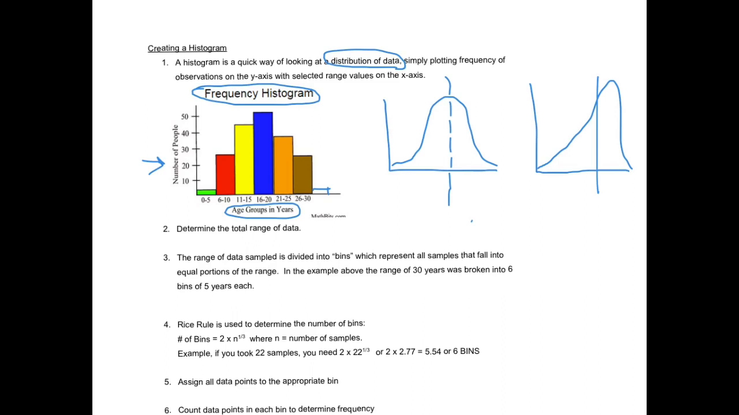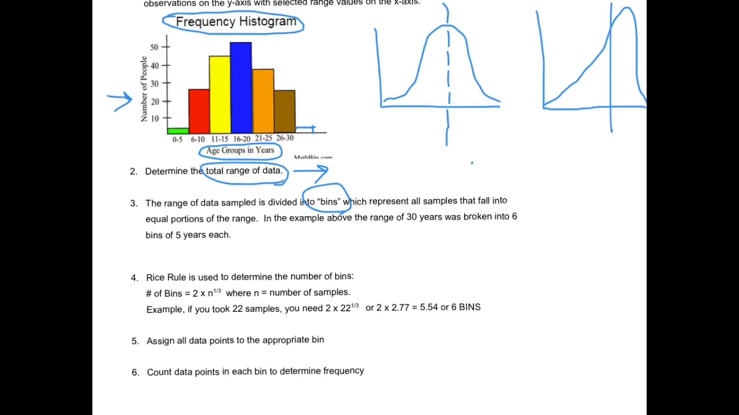So the first thing you need to do to make one is determine the total range of data, which you should already have. In your case it was usually the length of, say, an almond or a peanut. So you should have the total range of data already. The range of data is sampled into bins, which represent all samples that fall into the equal portions of the range. In the example above, the range of 30 years was broken into 6 bins of 5 years each.